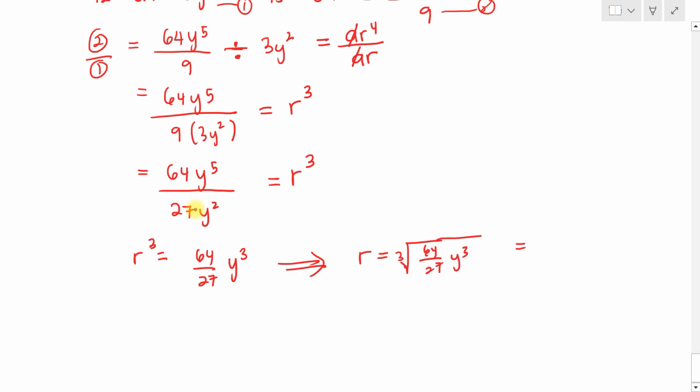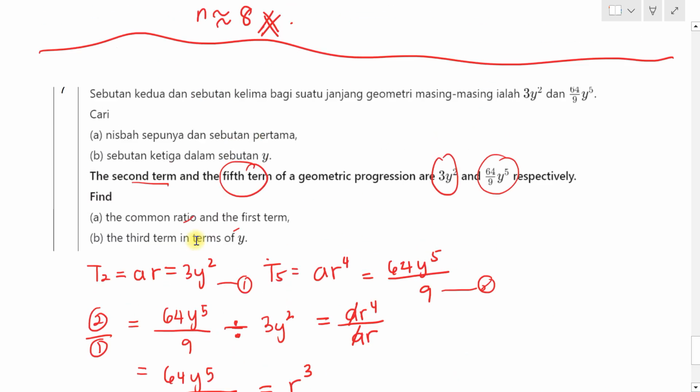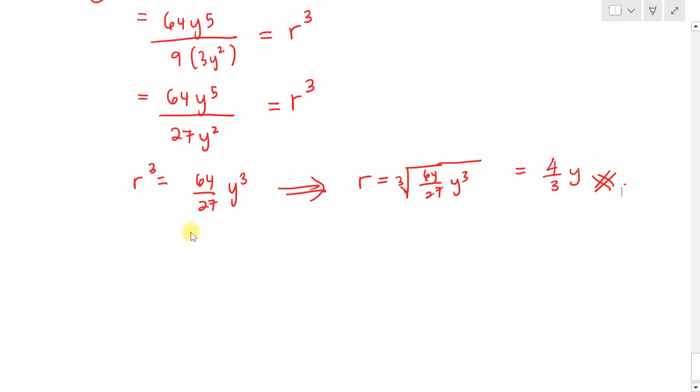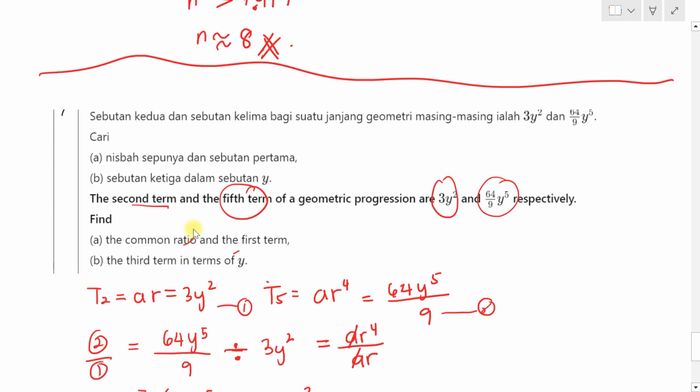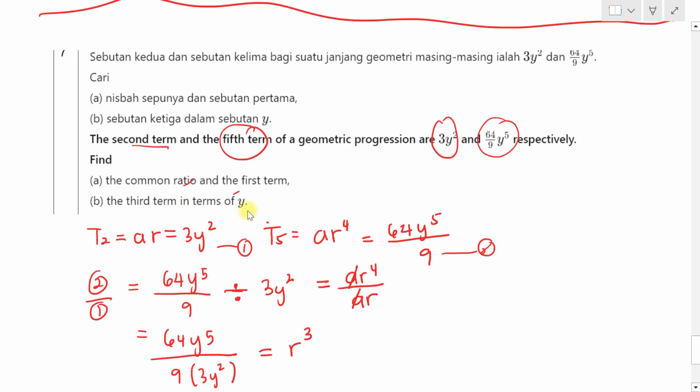So you get 64 over 27; try to cube root it. You get 4 over 3. And when you cube root y cube, it becomes y. So this is your common ratio. And the first term is simple, substitute anywhere. In terms of y, no, they're asking for the first term.